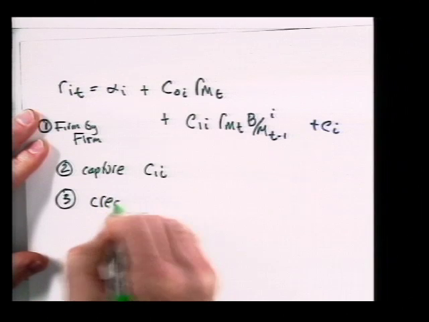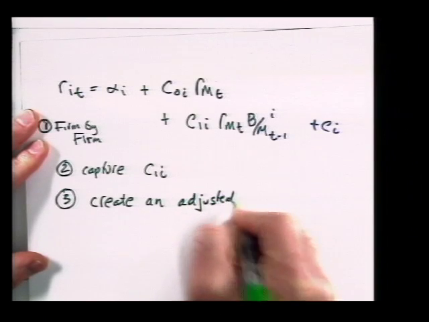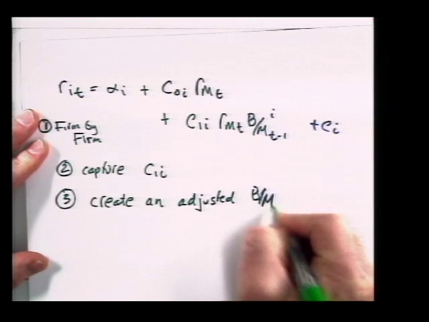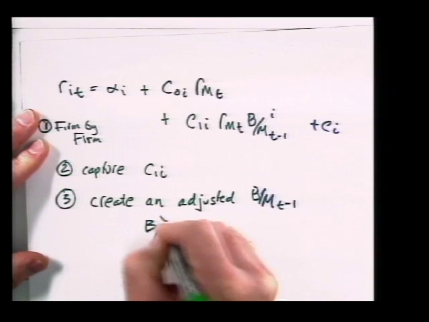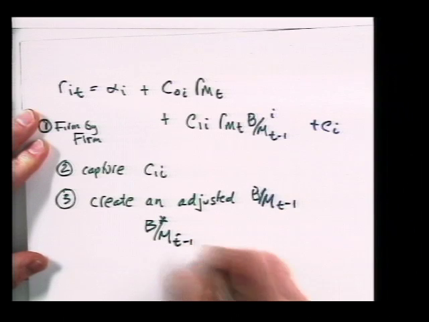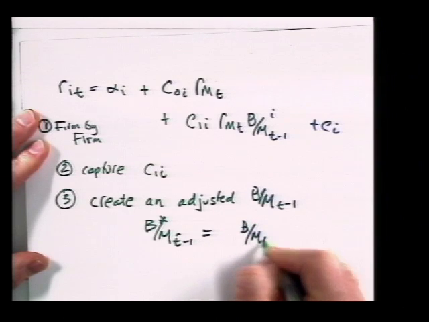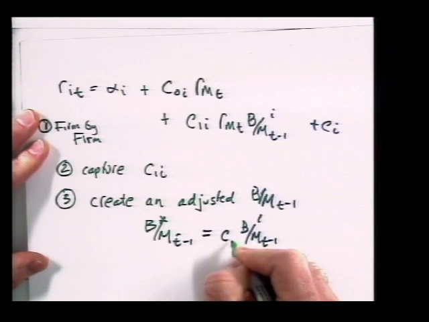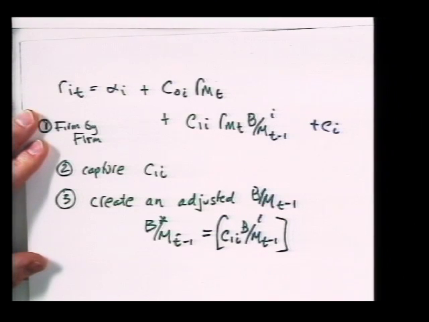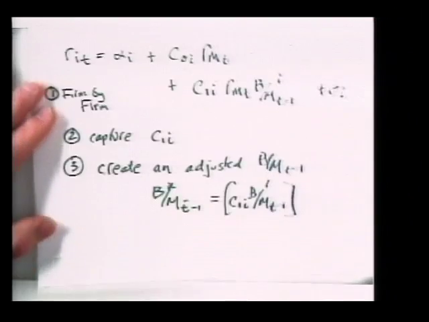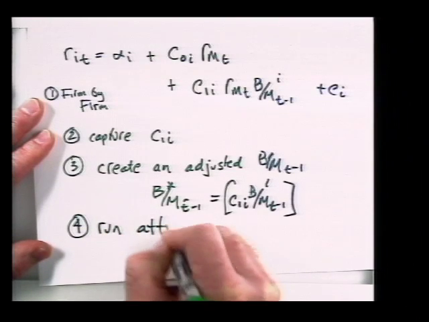Step 3, create an adjusted book to market. And the adjustment is going to equal book to market star at t minus 1, which equals the old book to market multiplied by C1_i. Step 4, run the attribute model.